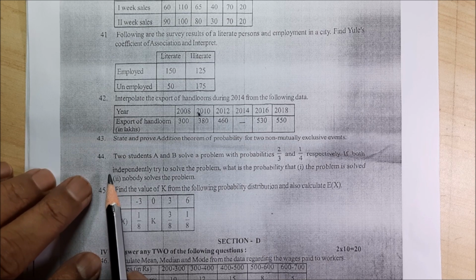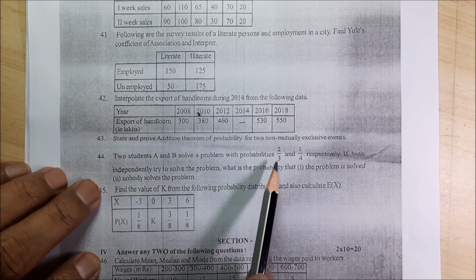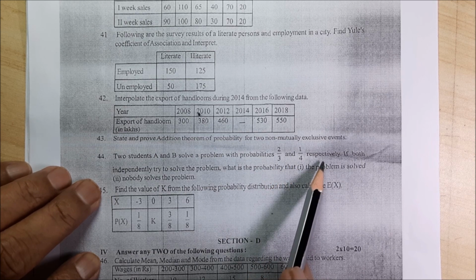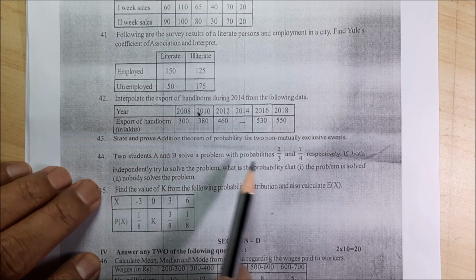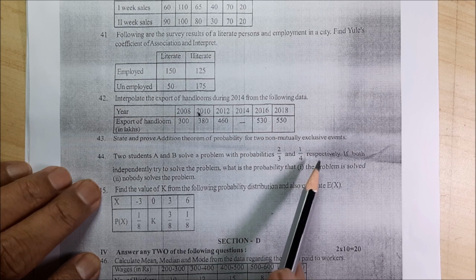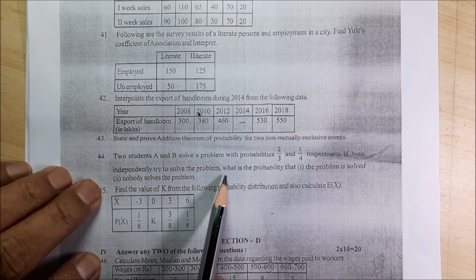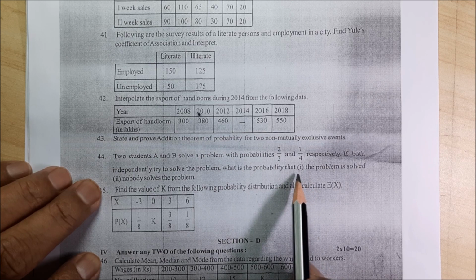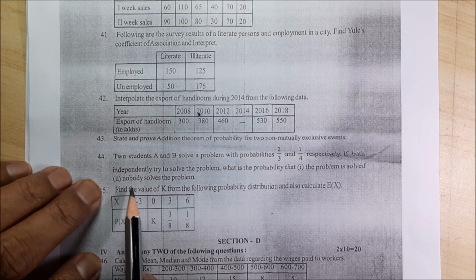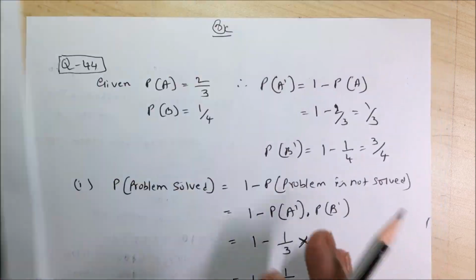Okay, 44th question. Two students A and B solve a problem with probabilities 2/3 and 1/4 respectively. The probability of solving by A is 2/3 and by B is 1/4. If both independently try to solve the problem, what is the probability that the problem is solved? That is the first question. The second question is, nobody solves the problem. So it's a very simple thing.